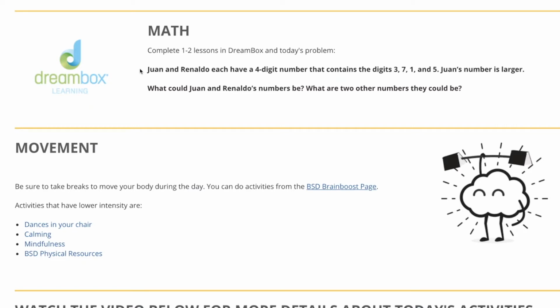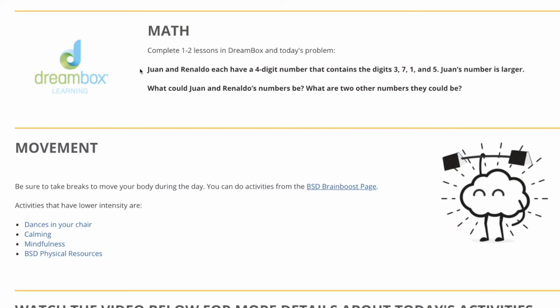Here's what we know. We know that Juan's number is larger. What could Juan and Ronaldo's numbers be? So you make up the number that Juan has and the number that Ronaldo has. Now make sure Juan's number is actually larger. After you have come up with that possibility, what are 2 other numbers that they could be? You're going to say, okay, this is Juan's number, this is Ronaldo's number.